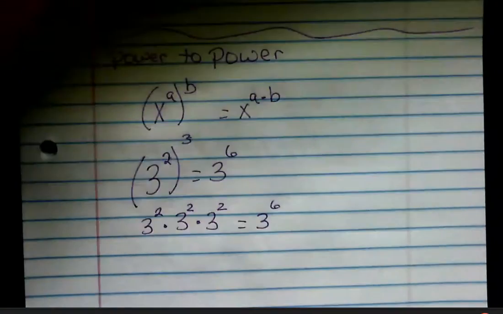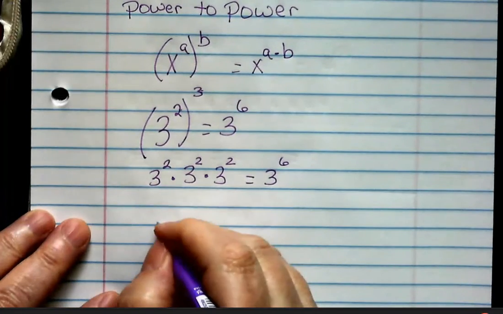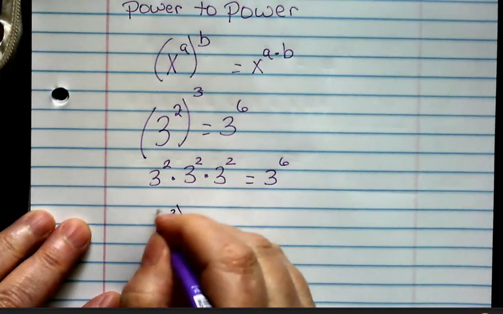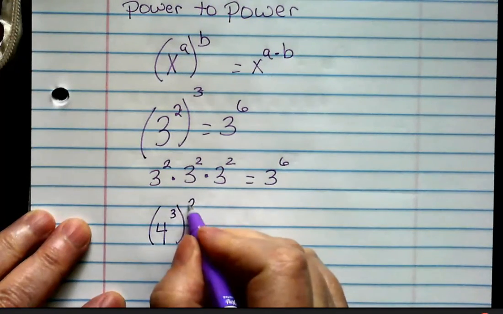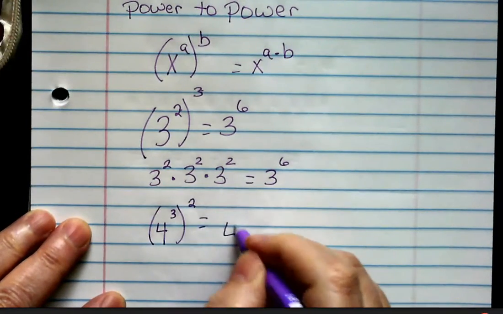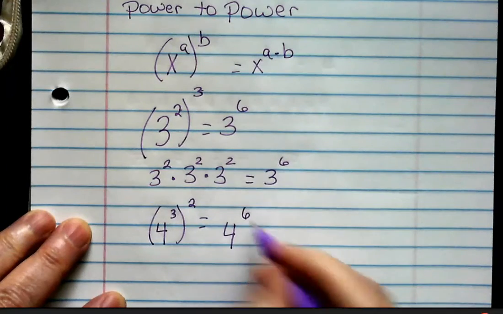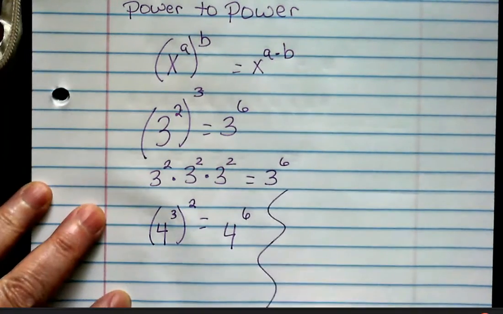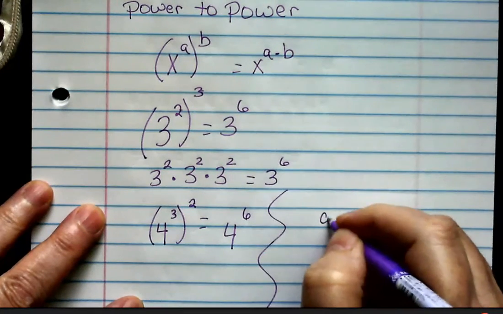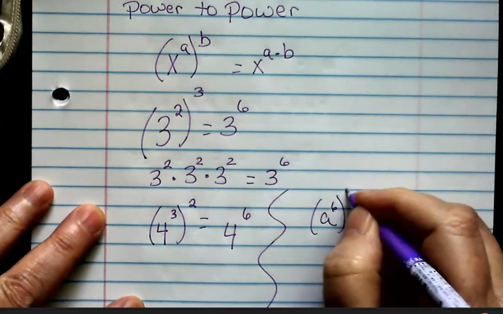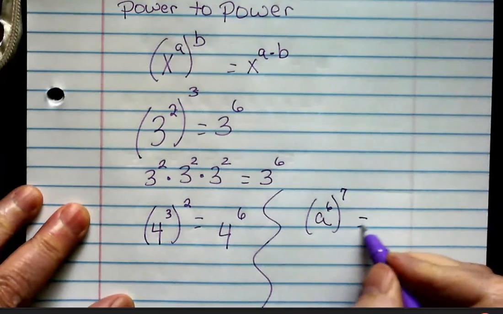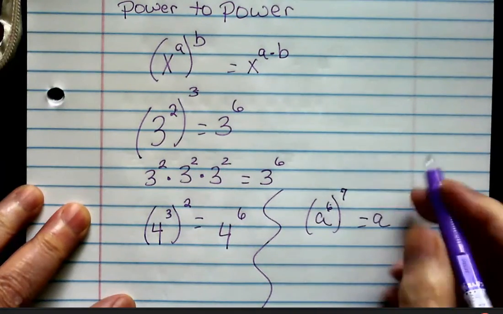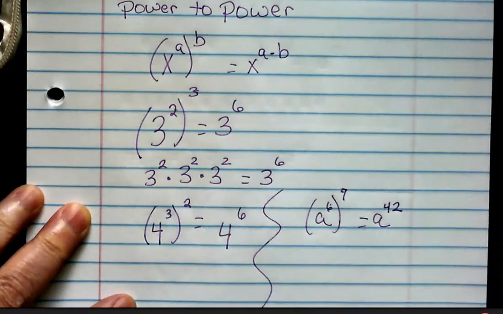So let's say that I had 4 to the third power squared. That would be 3 times 2 is 6. What if I had a to the 6th to the 7th? That would be 6 times 7 is 42.